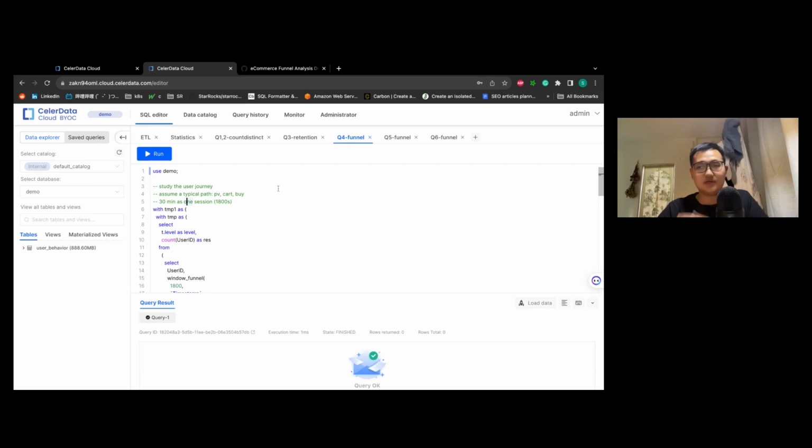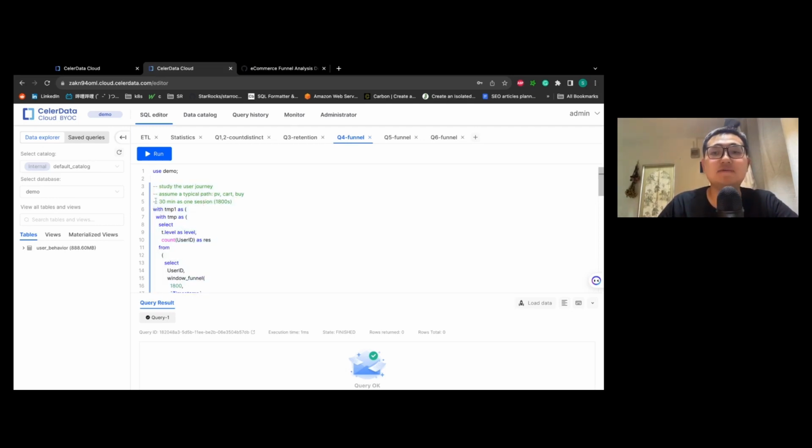Okay, so to do a funnel analysis, we first need to assume a user path, right? To go from the first step, page view, to buy. So let's just assume the typical user path is: the user takes a look at the page, does a page view, adds the item to cart, and then clicks buy. This is the shortest path to purchase, right?